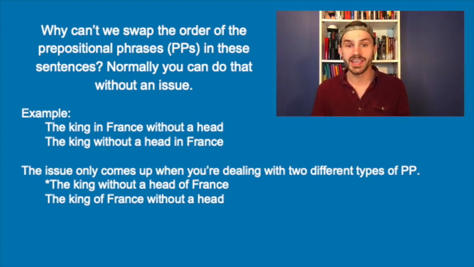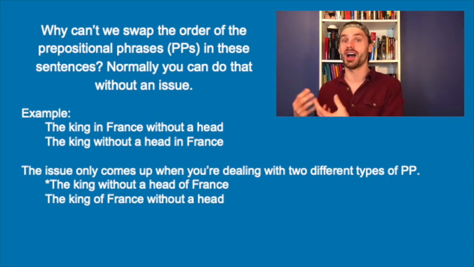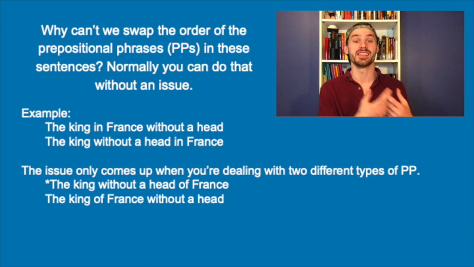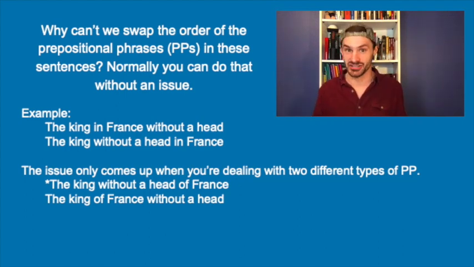The issue only comes up when you're dealing with PPs of two different types that give you two different types of information. So for example, if you say, the king without a head of France, now we run into an issue. It has to be the king of France without a head. And now that we're talking about the king of France rather than the king in France, all of a sudden the order of the PPs is actually important.